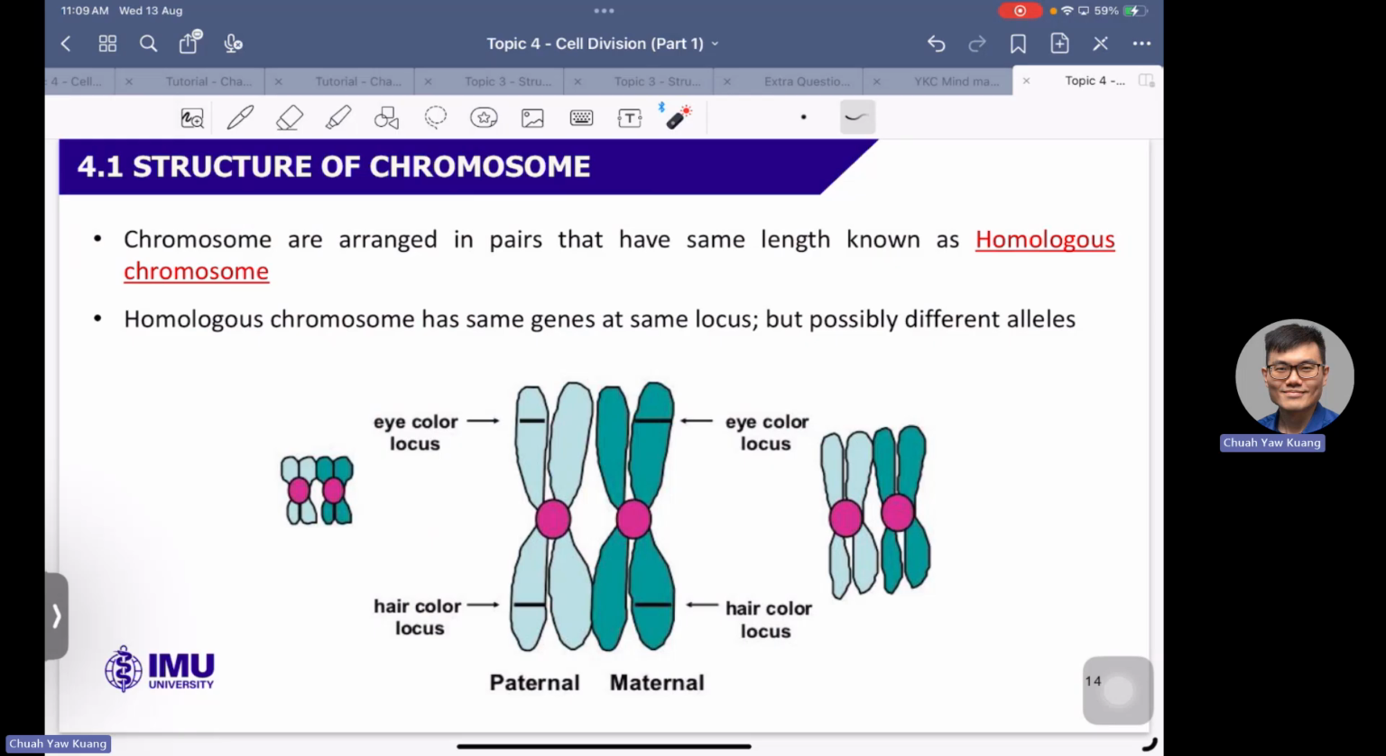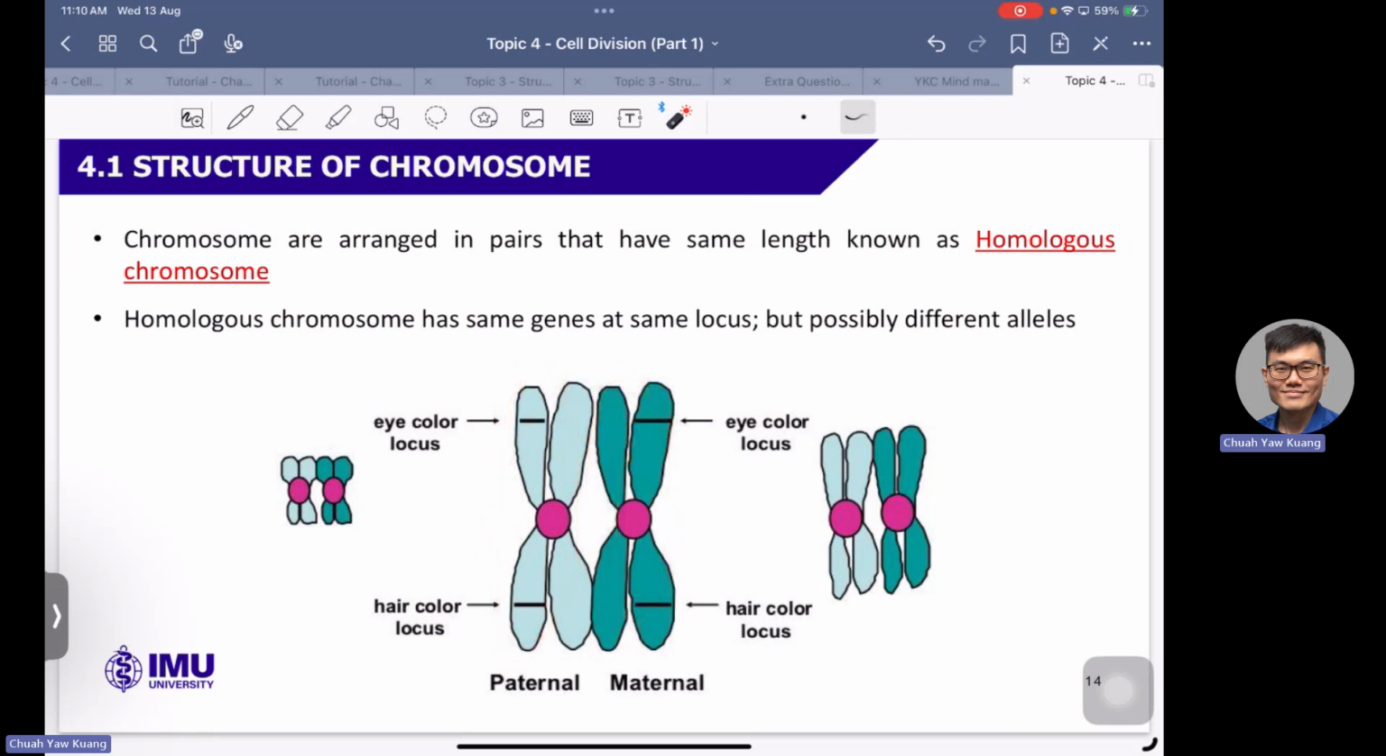For example, this is one pair of the chromosome. Let's say this is chromosome pair number 1. Why do we say they are a pair? You get one from father, one from mother. Why do we say they are a pair? Because on the chromosome itself, it's actually having the same gene.